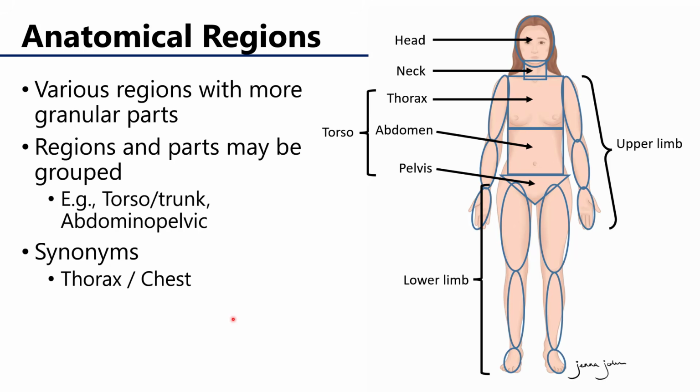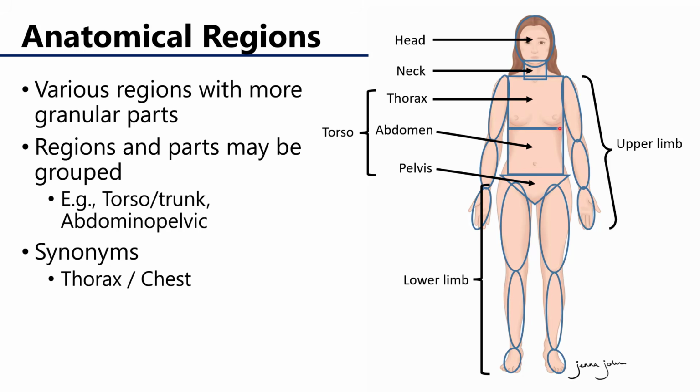There are different regions or parts of the body, and many of these regions have more granular or fine-scale parts to them. So let's take a look at just some of the larger parts, and many of these will be discussed in the context of different blocks within this course. So starting at the most superior, which is an anatomical direction, is the head. The head articulates with the neck. The neck articulates with the thorax.